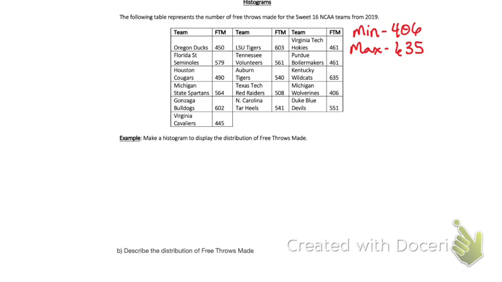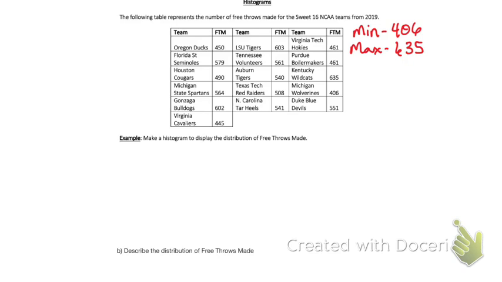So that gives me an idea that I need to get from about 400 up to about 635. Now I need to think about how wide each of these categories or bars is going to be. If I were to go by, for example, tens, 400 to 410, 420, 430, then I'm going to have a lot of bars. I would have like 25 different bars. That's a little too detailed. Each bar would be pretty short or have nothing in it. So that doesn't seem like a good idea.